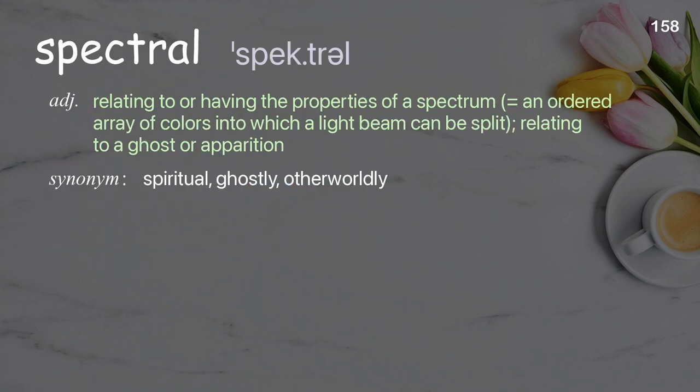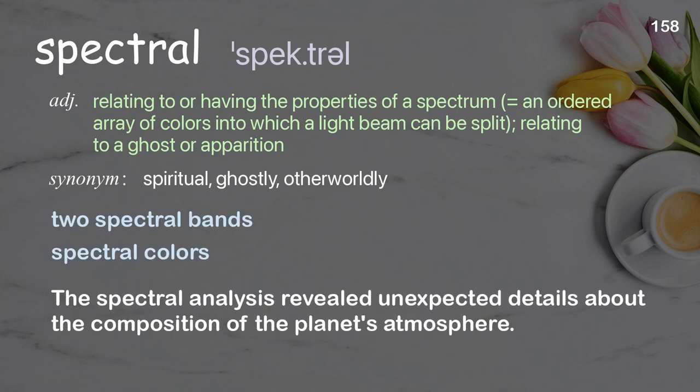Spectral. Relating to or having the properties of a spectrum, equals an ordered array of colors into which a light beam can be split, relating to a ghost or apparition. Examples. Two spectral bands. Spectral colors. The spectral analysis revealed unexpected details about the composition of the planet's atmosphere.